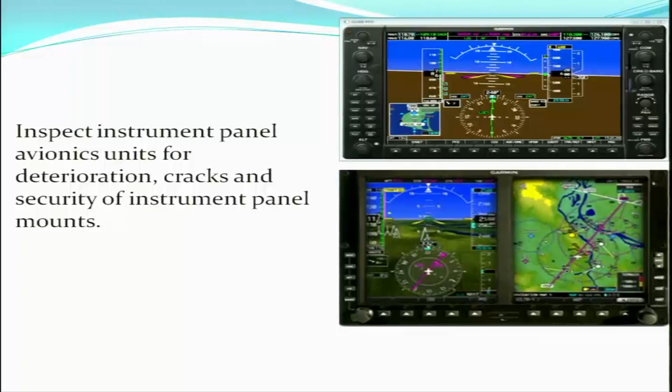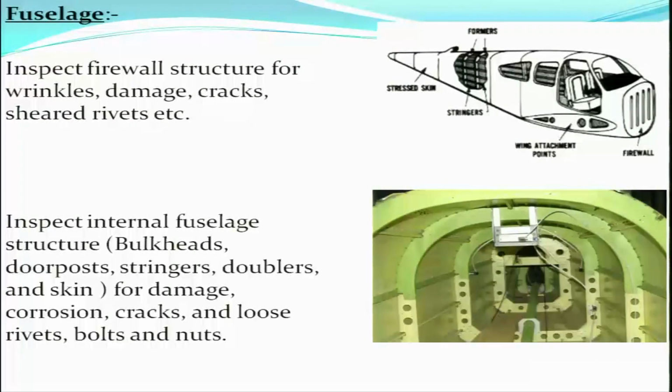The instrument panels, avionics units are inspected for deterioration, cracks and security of instrument panel mounts. So, in the cockpit, the instrument panels, the avionics units are checked for deterioration, cracks and security of the instrument panel mounts. The fuselage, the firewall structure, this is your firewall. In front of the firewall is the engine installed. This firewall structure is checked for wrinkles, damages, cracks, shear rivets, etc.